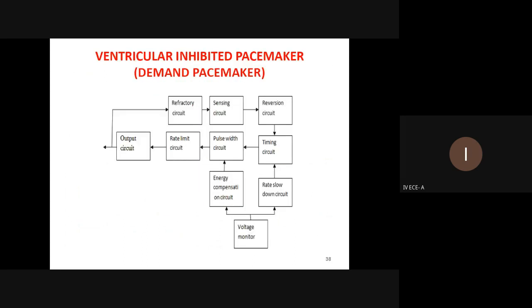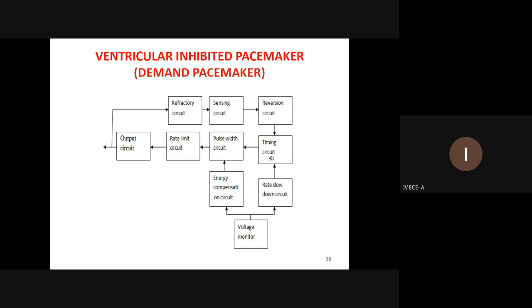Next, this is the ventricular inhibited pacemaker block diagram. Here the output circuit has a voltage monitor, which monitors the voltage. This is the rate slow down circuit. This is the energy compensation circuit. In all the blocks, tank circuits and RC circuits have been used.